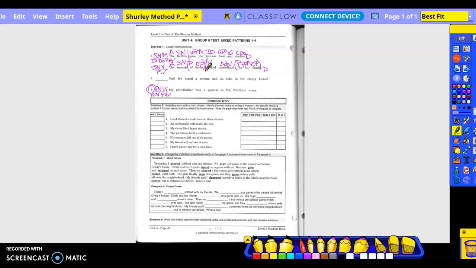Number 3. Yes, we heard a scream and an echo in the empty house. So, who heard a scream in the empty house? We. Subject. It's the subject pronoun. Okay. What is being said about we? Heard. Verb. Heard what? A scream. Is scream the same thing as we? No. So that is a what? Compound direct object because it's the scream and the echo.